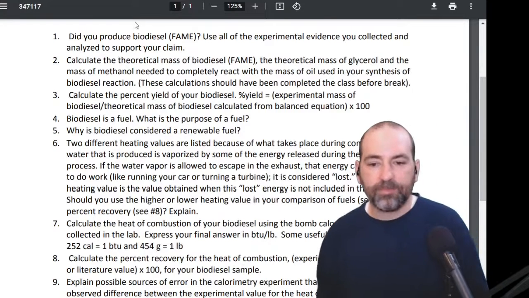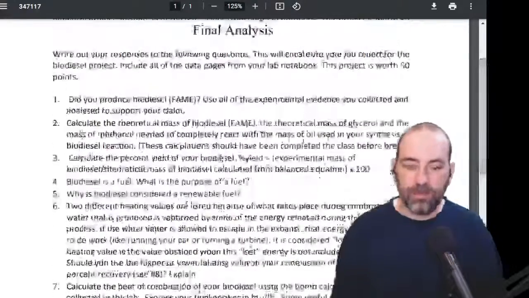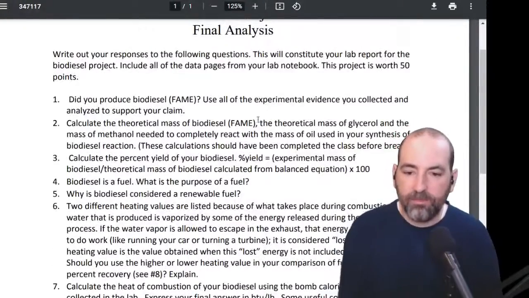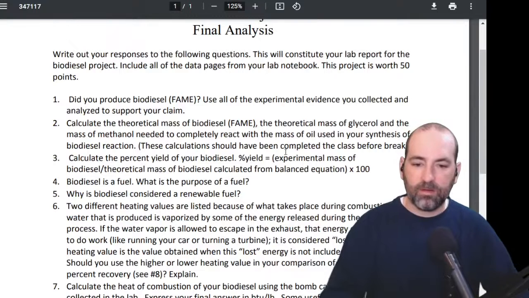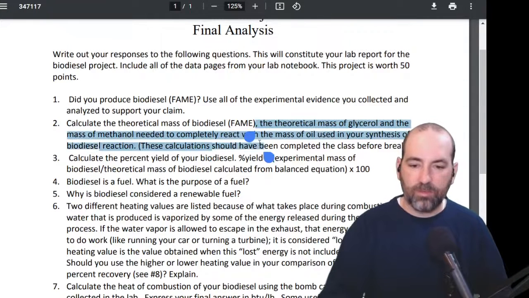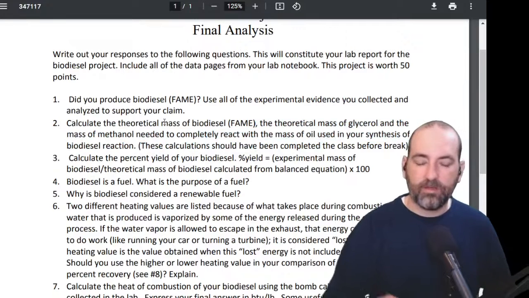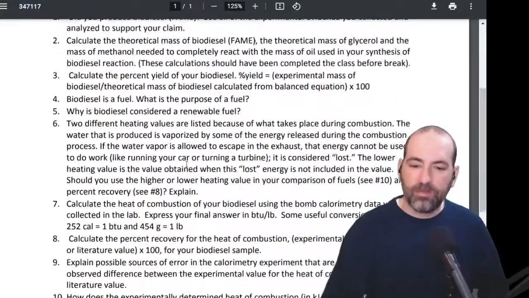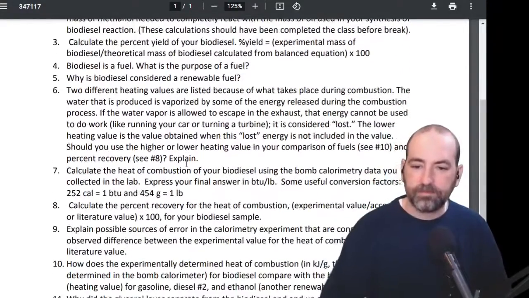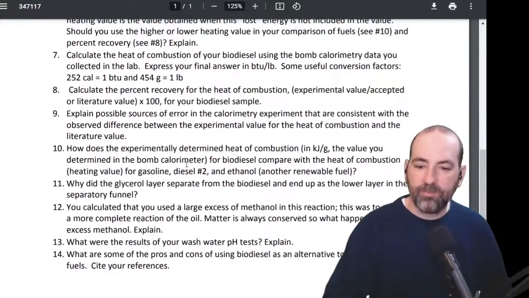So you should answer all of these questions throughout the entire thing, with the exception of the ones we talked about before. You don't need to calculate the theoretical mass of glycerol, the mass of methanol. So these second two parts on number 2, you don't have to do. You just have to calculate the theoretical mass of biodiesel, which we did together. And then you've got the percent yield, and then some research type questions. And then looking at the heating values, comparing to the table.